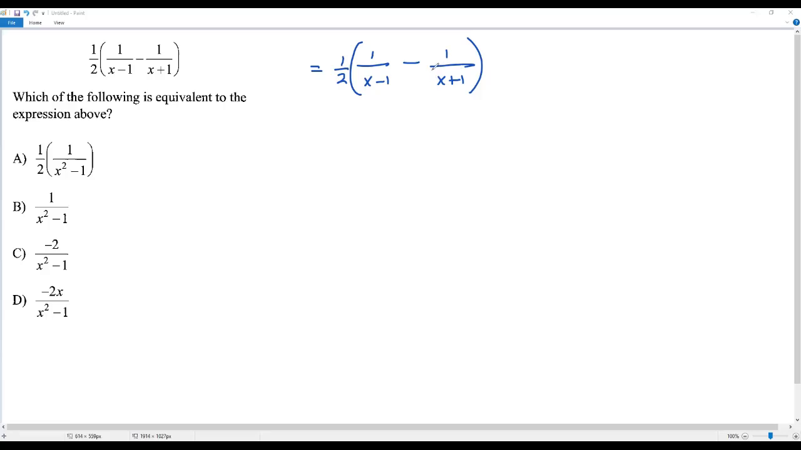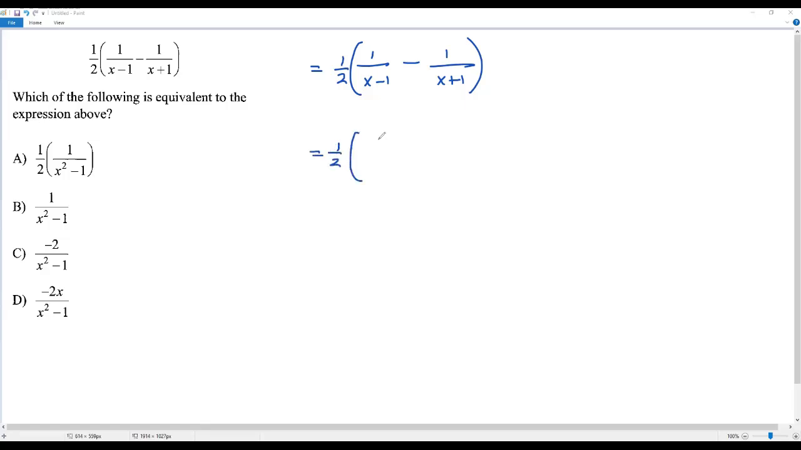To do addition or subtraction of this kind of fractions, we can do cross multiplication. Cross multiplication means the first numerator has to be multiplied by the second denominator, and the second numerator has to be multiplied by the first denominator. Further, we have to multiply the two denominators. Okay, now let me do it in the next step.